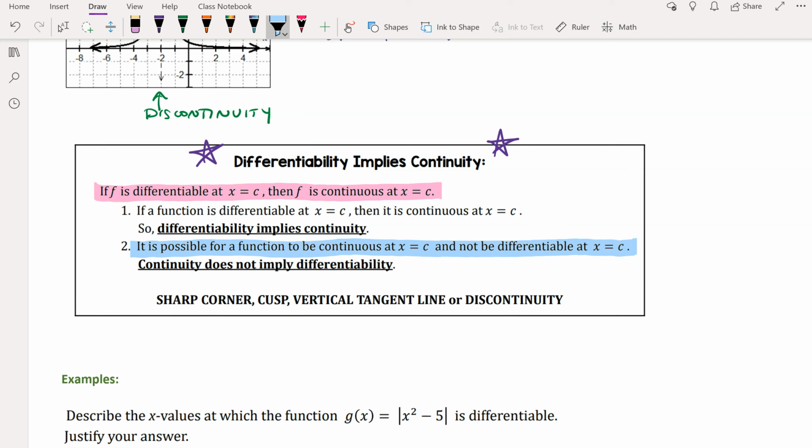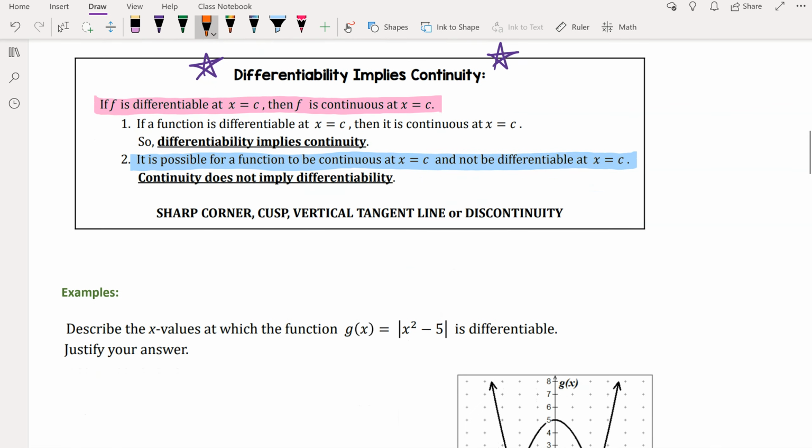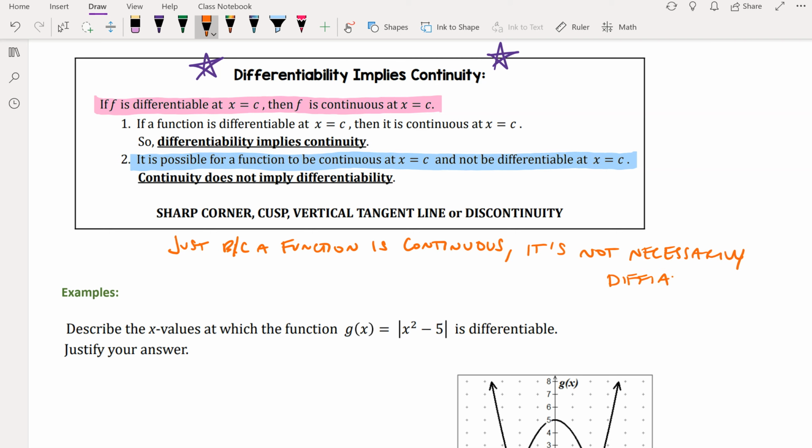So what does this mean? Let's go ahead and stamp it a little bit. So just because a function is continuous, it's not necessarily differentiable. Just because it's continuous, that doesn't mean it has to be differentiable.